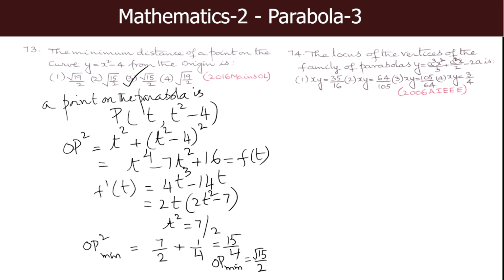The locus of the vertices of the family of parabolas y equal to a cubed x square by 2 plus a square x by 2 minus 2a. You see here the parameter is a. As a changes, the parabola also changes. The parabola is in the form y equal to px square plus qx plus r, and is always a parabola for different parametric values of a.